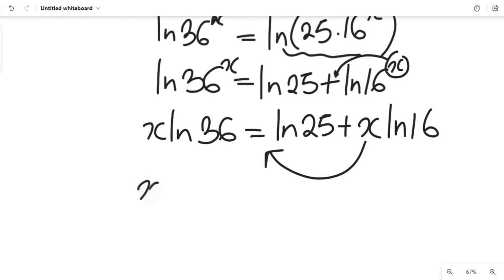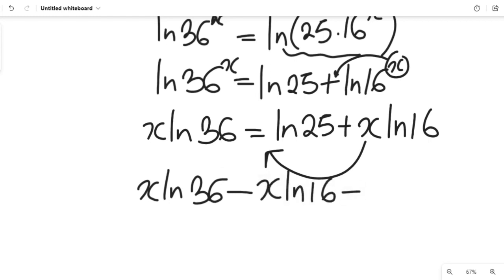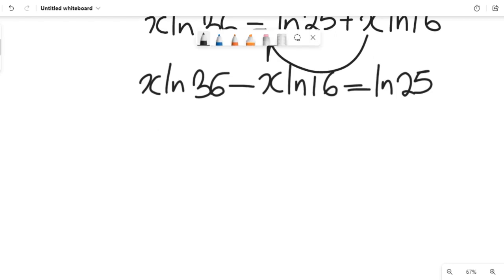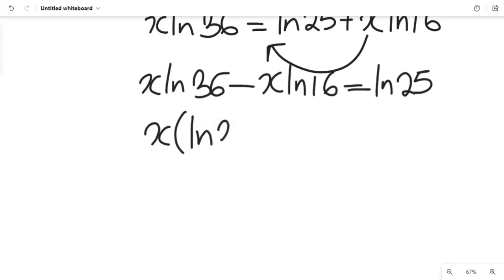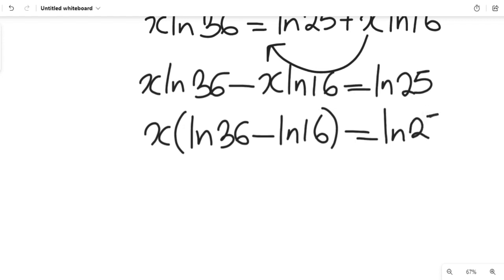So we'll have x times the natural log of 36, minus x times the natural log of 16, equal to the natural log of 25. So we're going to make x the subject because x is common, and this will give us x times the natural log of 36 minus the natural log of 16, equal to the natural log of 25.